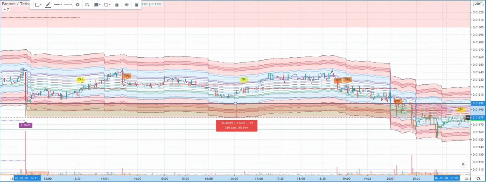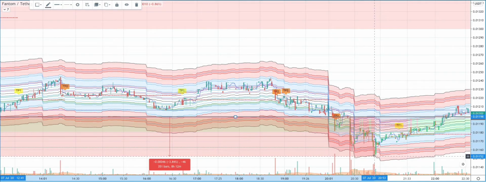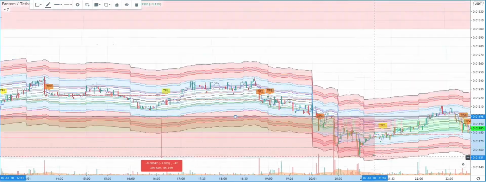As you can see, if you'd stayed in this trade after the 3.89%, we had a pretty hefty drawdown of 3.84%, so almost mirroring the profit on that side.